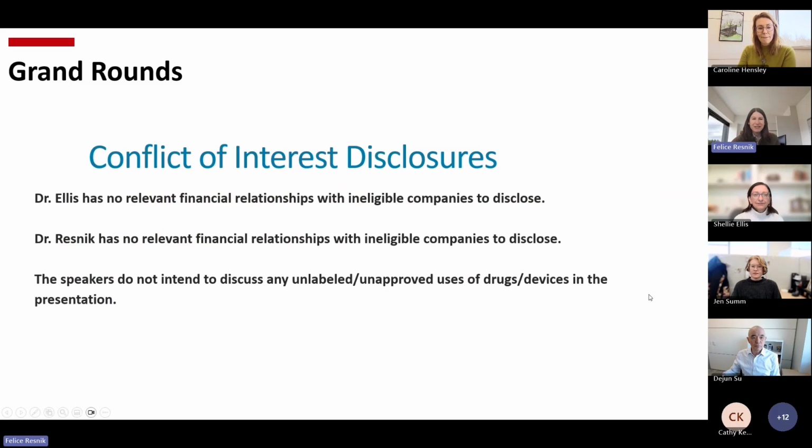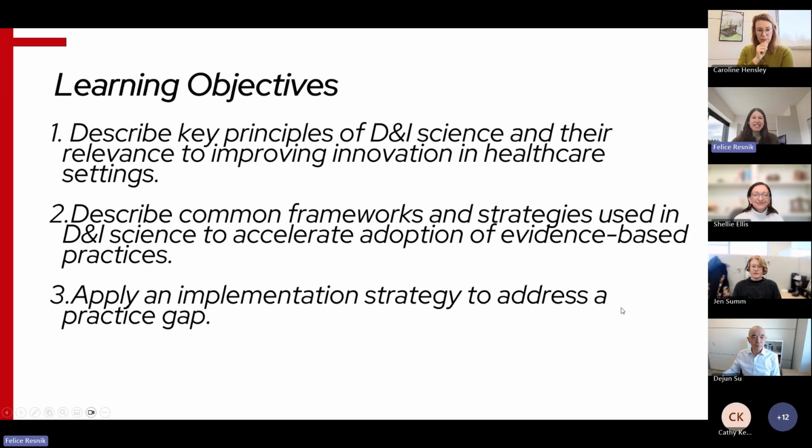We have no conflicts of interest to share. Our key learning objectives are describing key principles of D&I science and their relevance to improving innovation and health, describing common frameworks and strategies used in D&I science to accelerate adoption of evidence-based practices, and applying an implementation strategy to address a practice gap.